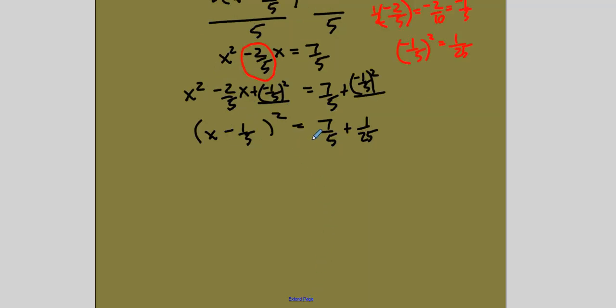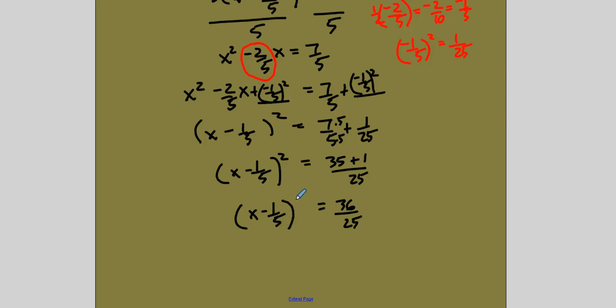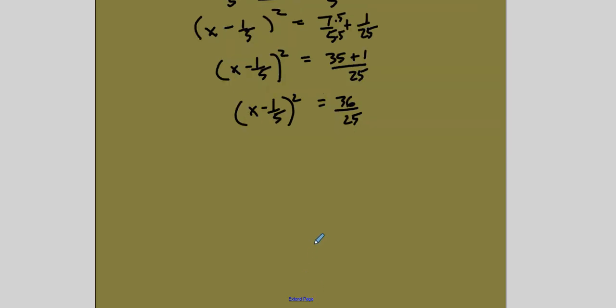So on the right side now I need a common denominator of 25, because the least common multiple of 5 and 25 is 25. So I need to multiply the top and bottom of 7/5 by 5 over 5. So that's 35 plus 1 over 25 on the right side, and then I haven't done anything to the left side in that step, so I have this. So now this is going to be 36 over 25. We may as well add an extra step and write that. So now I have x minus 1/5 quantity squared equals 36/25.